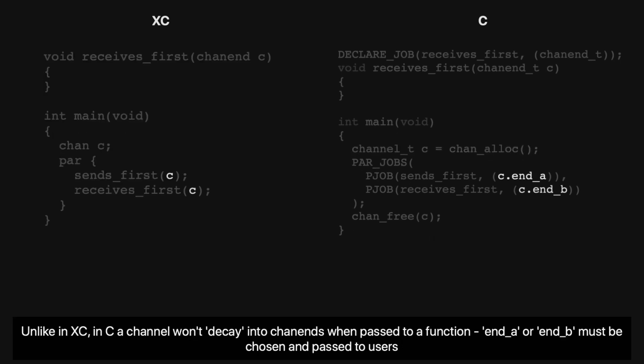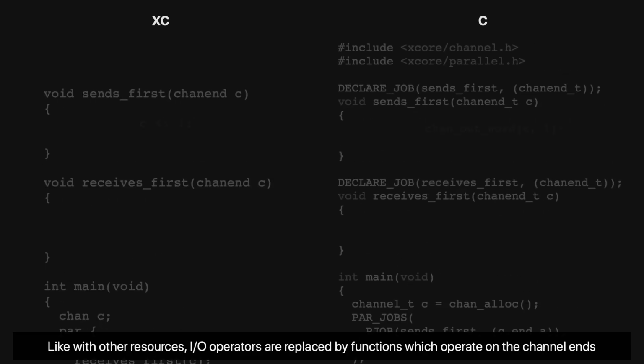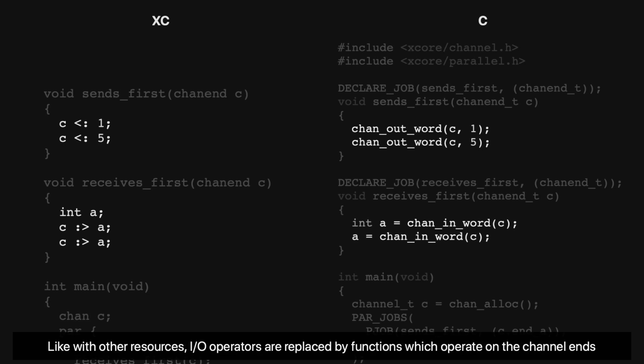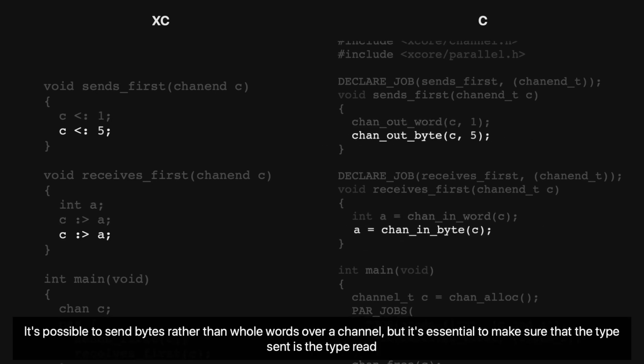Unlike in XC, channels won't decay into chanends when passed to functions expecting a chanend. Instead, we choose which end of the channel to pass from the end A and end B members of the channel we allocated. As with other resources, functions replace XC's IO operators for channels. Here we use chanoutWord to send an integer, and we can choose between sending words and sending bytes.